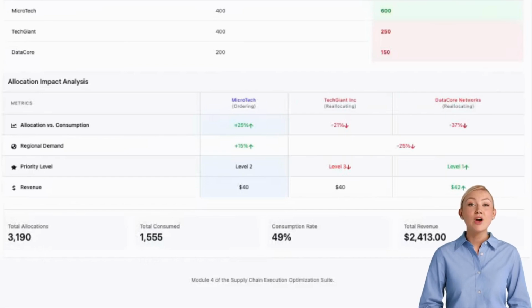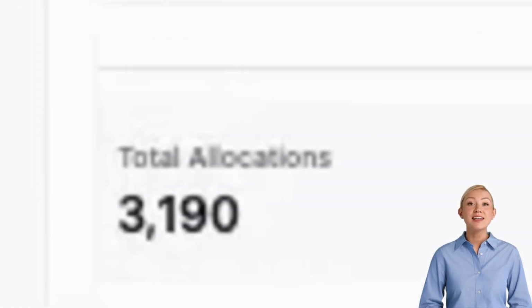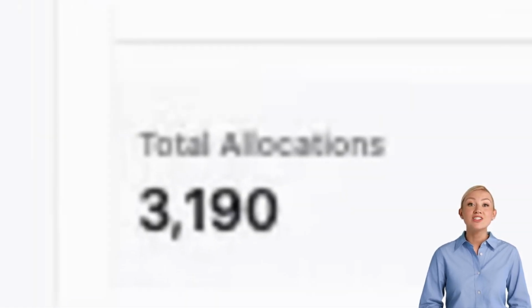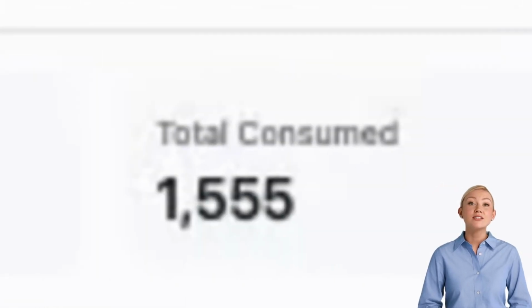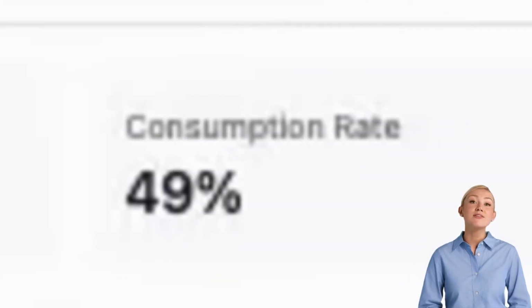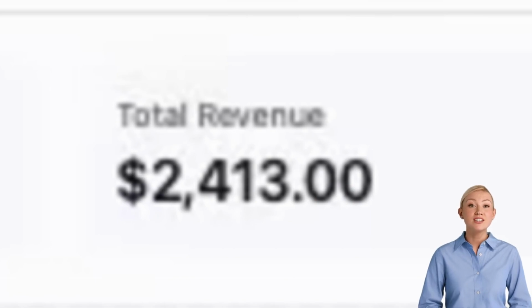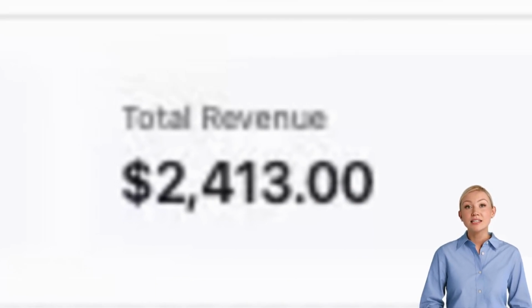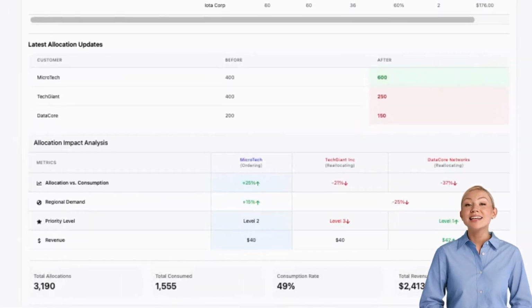At the end, the comprehensive summary at the bottom validates our optimization. Total allocations of 3,190 units with 1,555 currently consumed represent a healthy 49% consumption rate, generating $2,413 in total revenue. This balanced approach ensures we're maximizing utilization while maintaining strategic customer relationships and revenue performance across our entire portfolio.